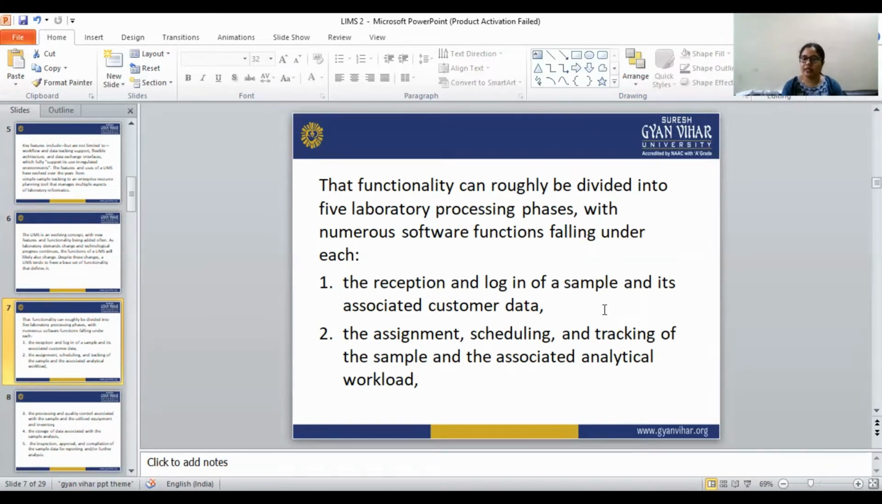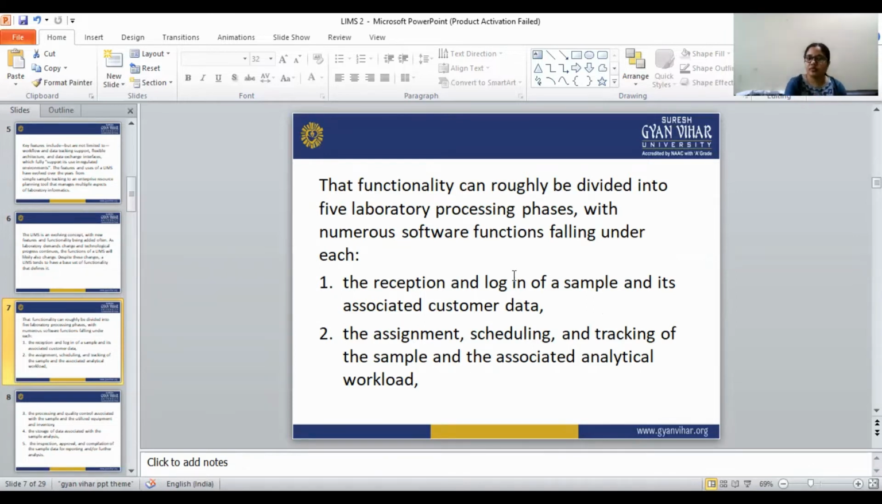Next is the assignment, scheduling and tracking of the sample and the associated analytical workload. So the first one is the reception and login of the sample and its associated customer data, and the second is the assignment, scheduling, and tracking of the sample and the associated analytical workload.